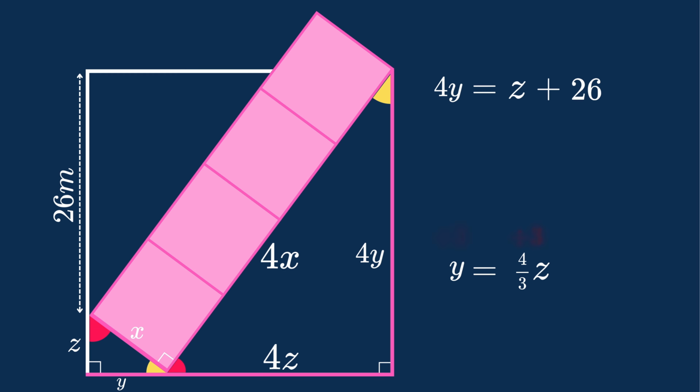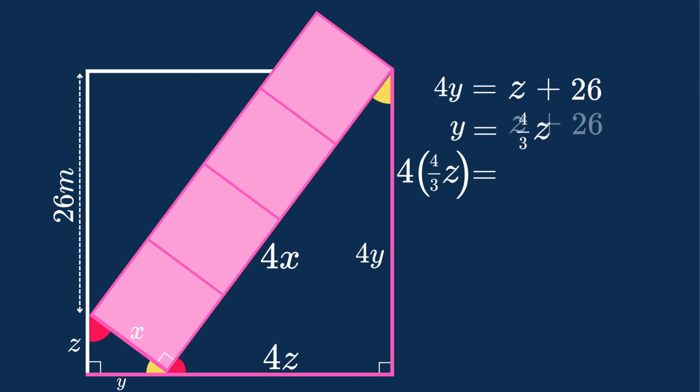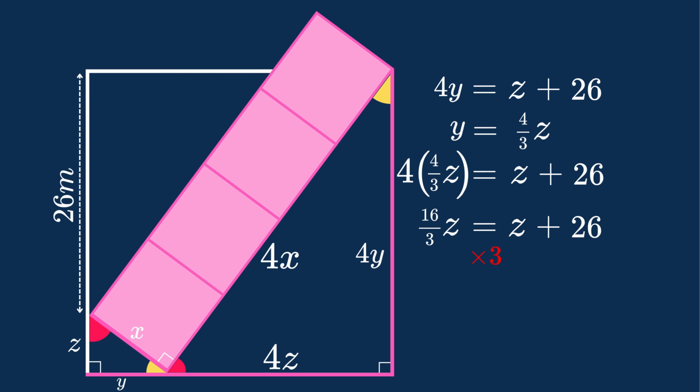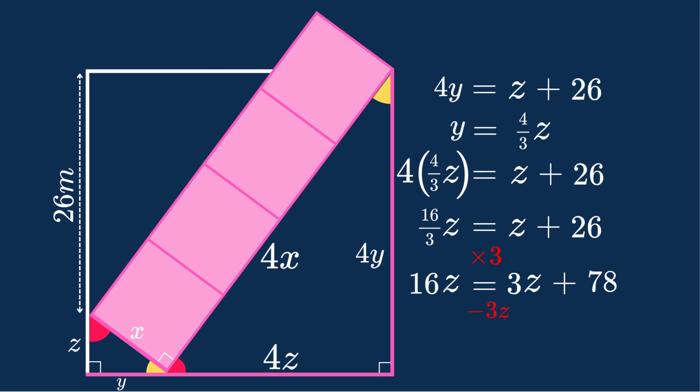We can then substitute this value for y into our first equation to give us 4 times 4 over 3 z equals z plus 26. 4 times 4 is 16, so multiplying out those brackets, we are left with 16 over 3 z equals z plus 26. Multiplying both sides by 3, we get 16z equals 3z plus 78. We can then subtract 3z to give us 13z equals 78. And 78 divided by 13 is 6, so z equals 6.